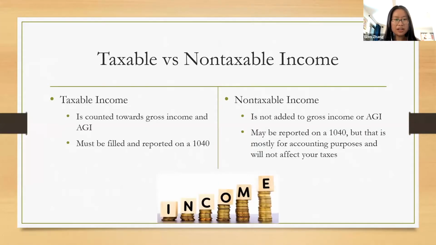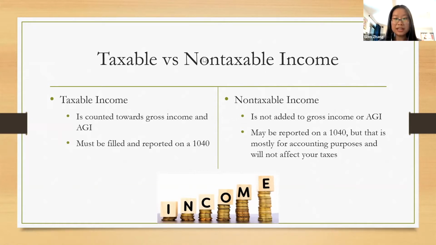Moving on, let's talk a little bit more about taxable versus non-taxable income. There is a difference here when reporting income on a 1040. So your taxable income is counted towards your gross income and AGI. And it must be filed and reported on a 1040. If you have taxable income, you must report it on your 1040 form. Now, there are some types of non-taxable income. They do not add to your gross income or your AGI, and you can report them on a 1040, but that's mostly for accounting purposes, and they won't actually affect your taxes.